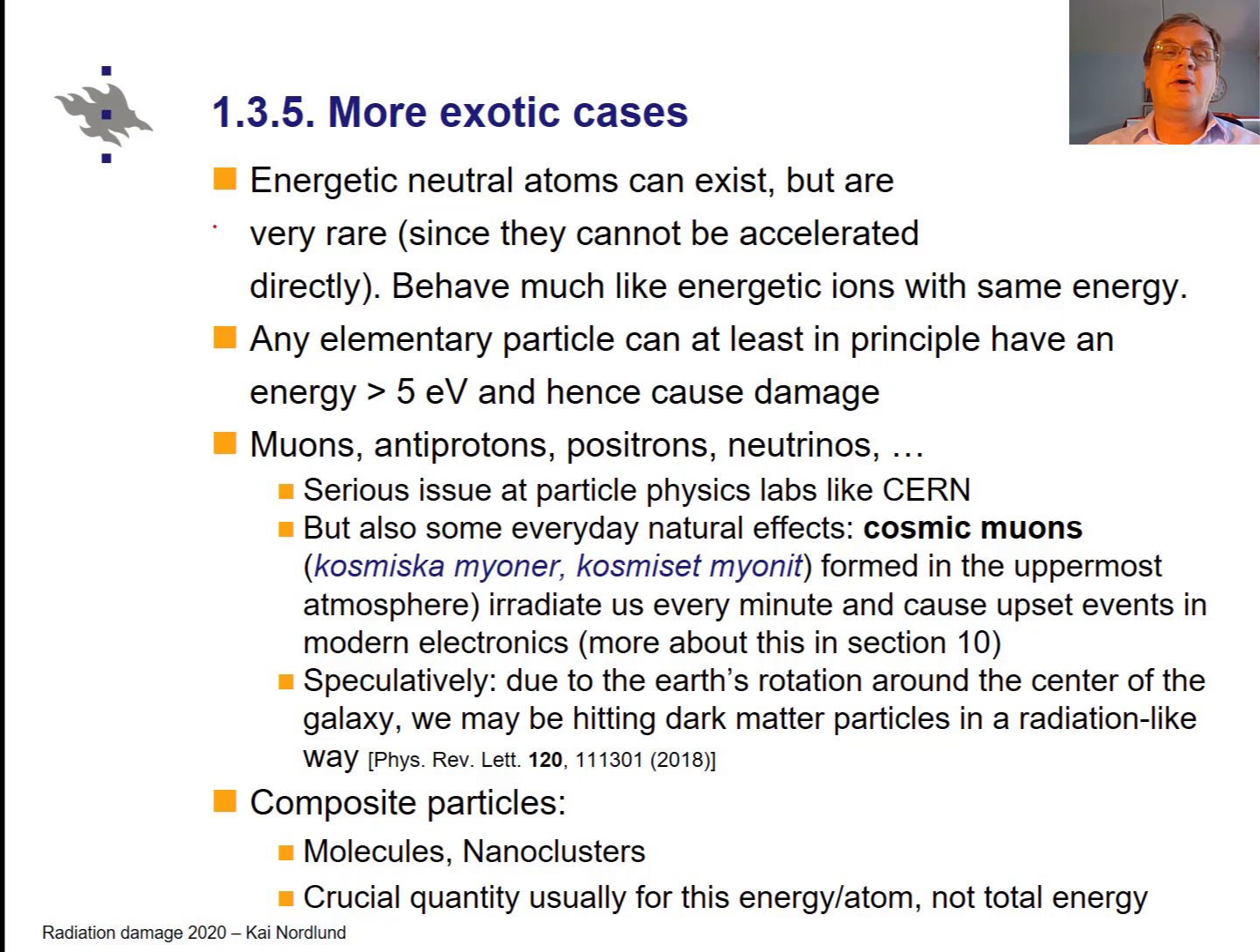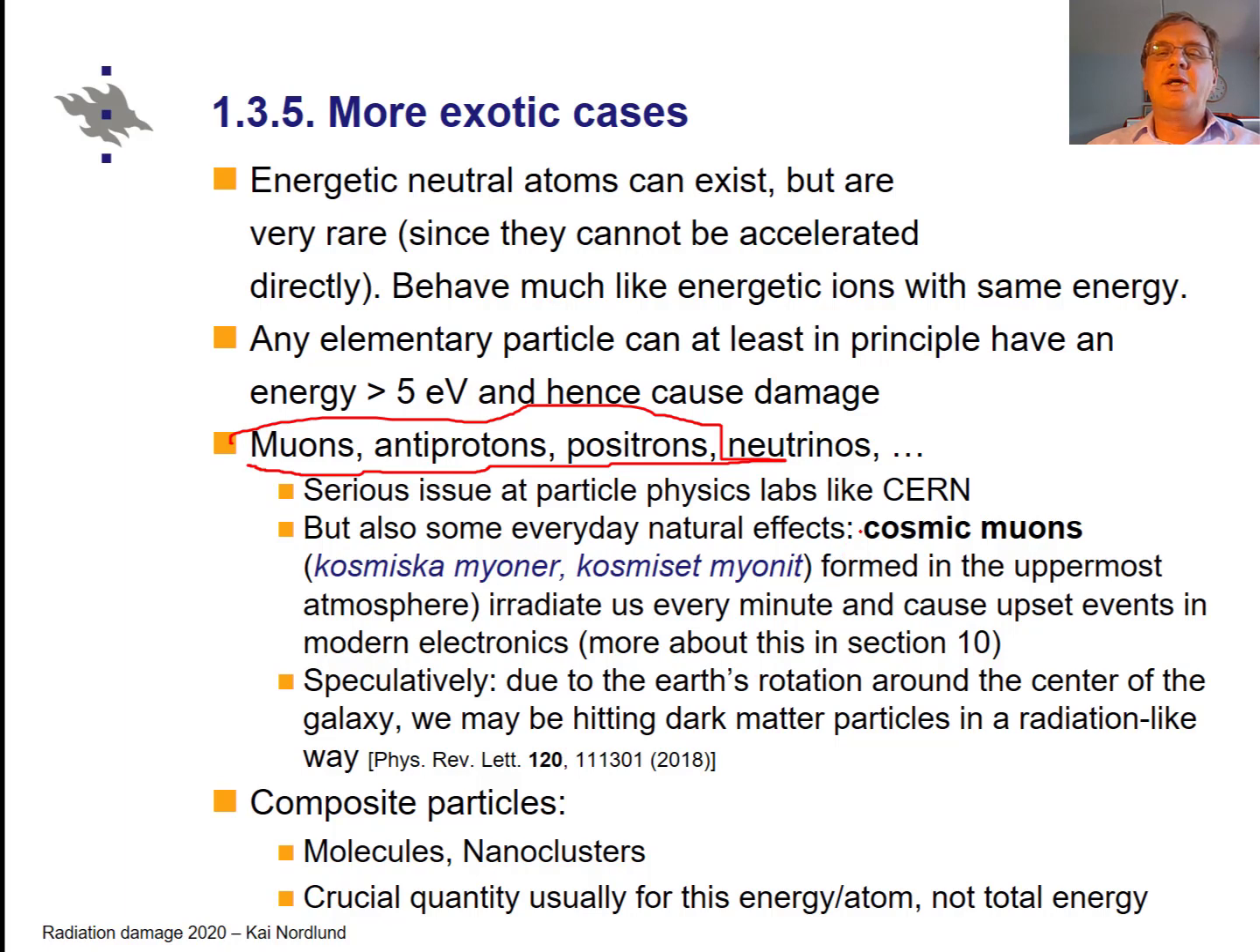Plasmas produce a lot of both ionized and neutral energetic particles. But then any elementary particle can, at least in principle, have a high energy and can be a source of damage. And in high energy particle accelerators, the muons, the antiprotons, the positrons all can produce some damage in the components there. Solar neutrinos can, with a very low probability, hit atoms and cause damage and so on. And so there is a wide range of these.